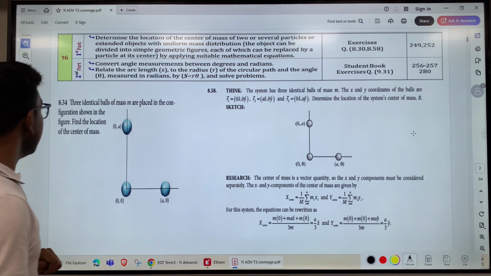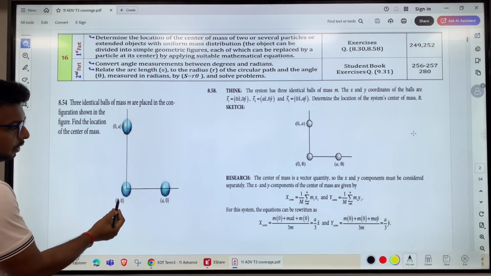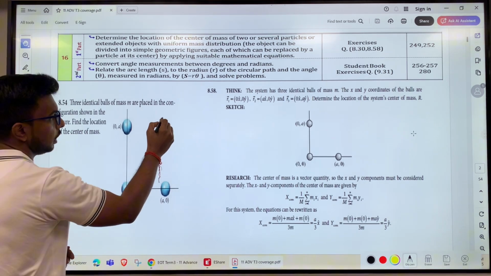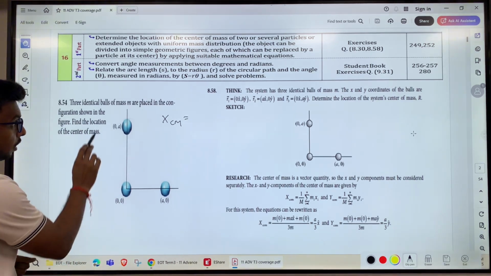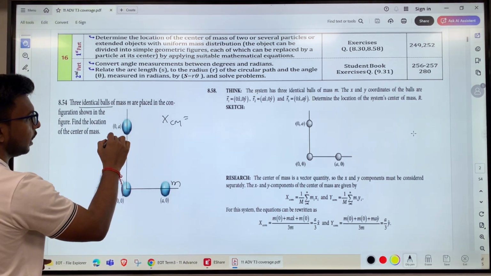Here, 3 identical balls of mass m are placed in the configuration shown in the figure. Find the location of the center of mass. Okay, they have given you the coordinates as well, 0, 0, a, 0, 0, a. You have to find out the center of mass. So if I need to find out x center of mass, xcm, what will I do? 3 identical balls. So the masses are m, m, m.